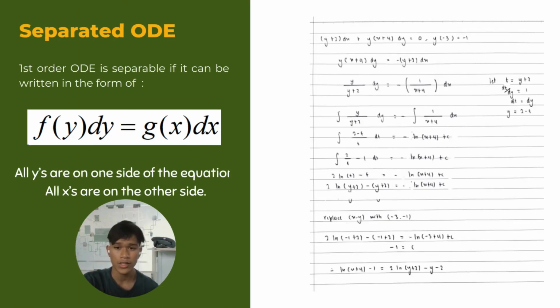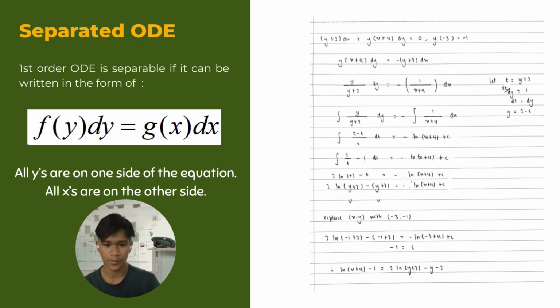The first type of ODE is called separable ODE. By the word separable, we're separating two types of function. So an ODE is separable if it can be written in the form f(y) dy equals g(x) dx, which means on one side of the equation is all y's, and on the other side of the equation are all x's. So let's take a look at the example. The example given is the equation (y plus 2) dx plus y(x plus 4) dy equals 0, given that y(-3) equals -1.